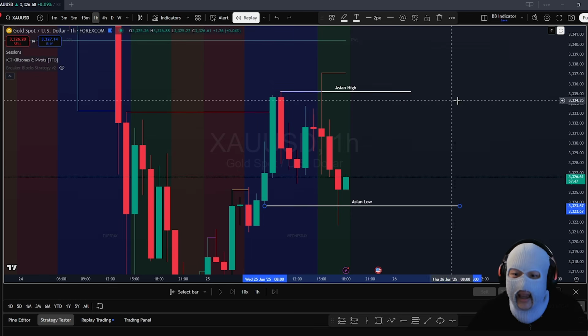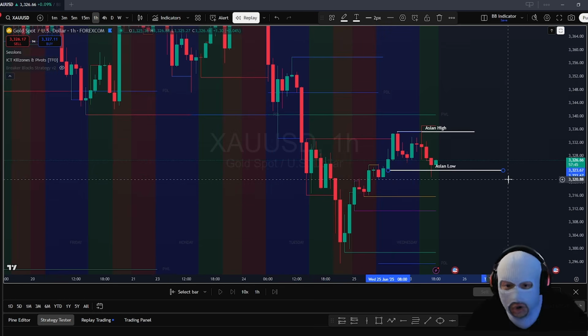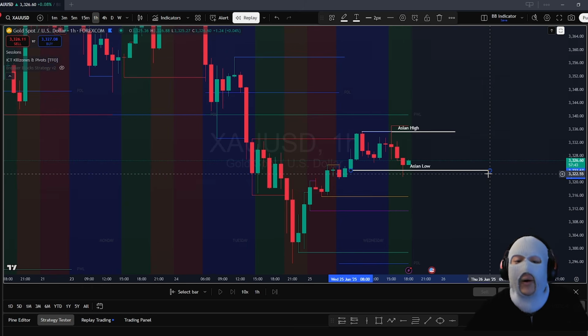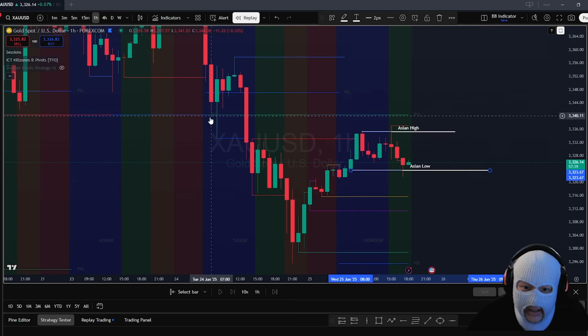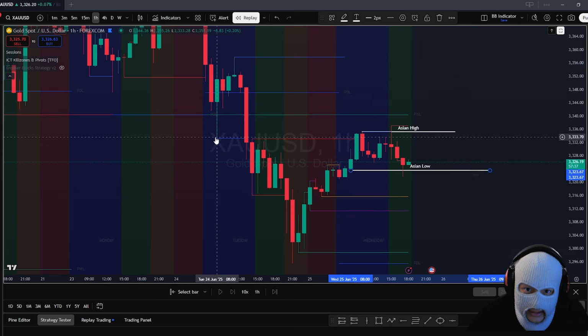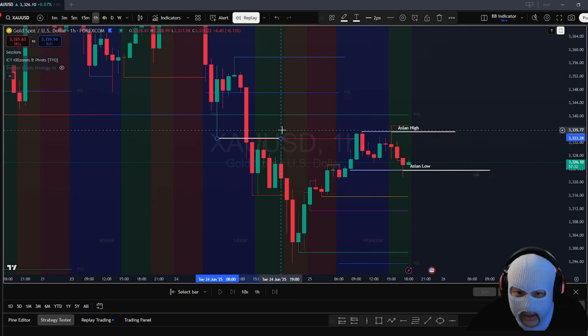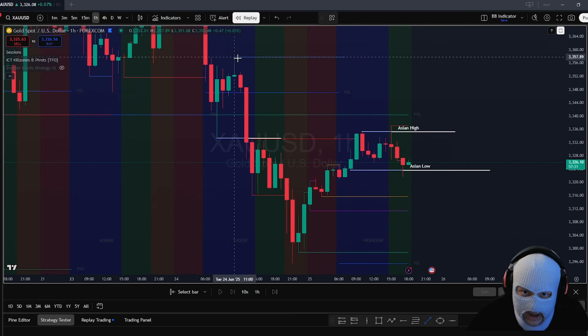Now, if you turn on the indicator, you can see, if you take a look towards the left, yesterday, what happened? We had the Asian high here. We had the Asian low here. Marked out in blue, yeah? The market here gave us a body candle close outside of the Asian range.